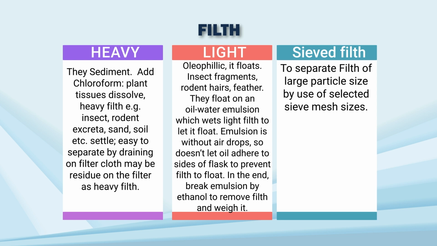This kind of filth you separate by using an emulsion. So put the oil in water emulsion into the system. The emulsion will float the lighter material and all others will remain there. After it is floated, you break the emulsion by adding alcohol and remove the filth by screening. You can also sieve the filth. If the filth is of bigger particle size, then you screen your material, like any kind of liquid material or any juices, through the sieve, and all the filth will remain on the screen and the material will pass through.